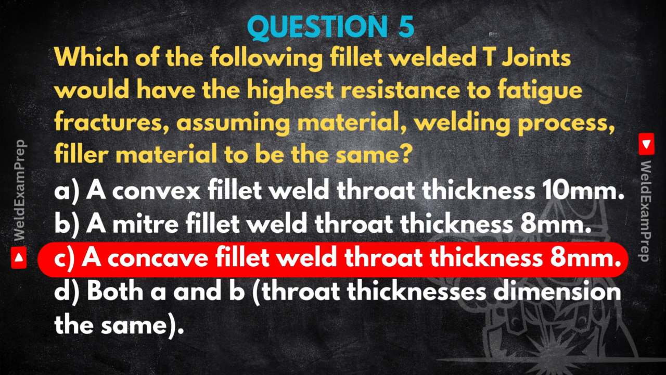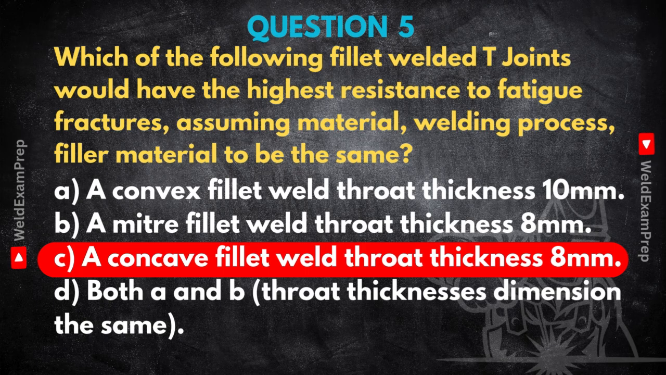Because of stress concentration. Fatigue cracks almost always start at points where stress is concentrated. And in a fillet weld, that's typically right at the weld toe where the weld meets the base plate. A concave profile provides a smooth, gradual transition between the weld and the plate. This smooth curve distributes the stress much more evenly, reducing the peak stress right at the toe. Compared to the other shapes.